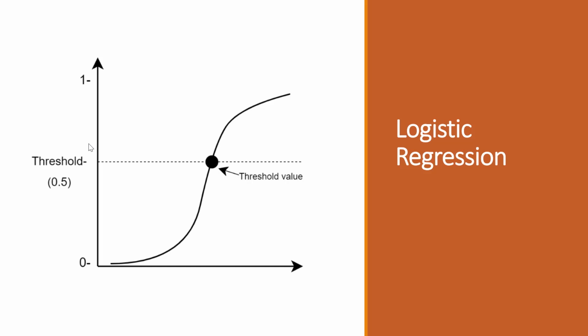Moreover, the overall result of logistic regression must fall within the range of 0 and 1. Additionally, we also apply a threshold value in logistic regression. The key role of using this threshold value is to predict the likelihood of either 0 or 1.